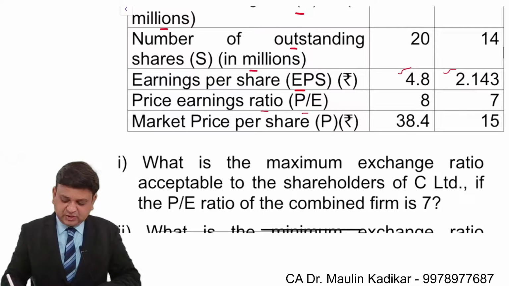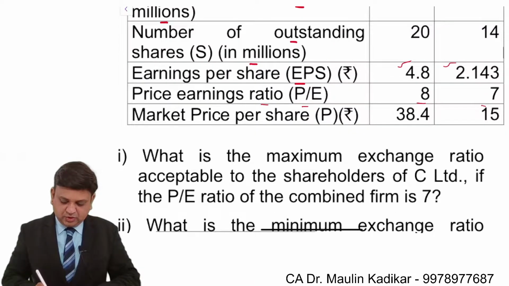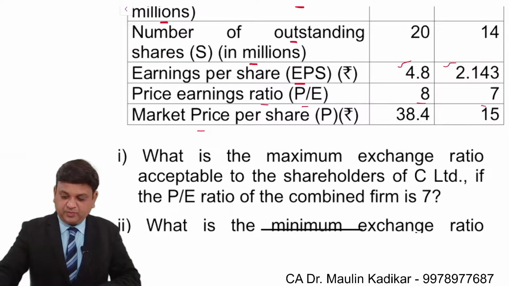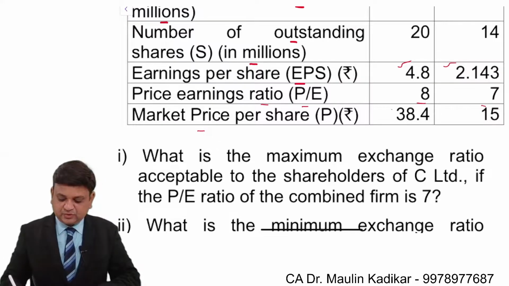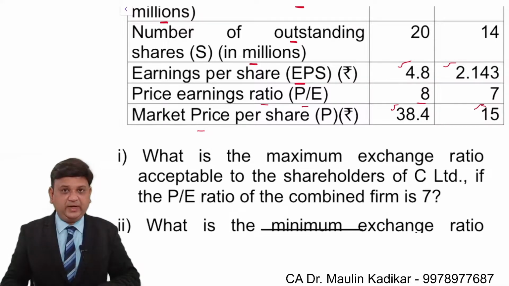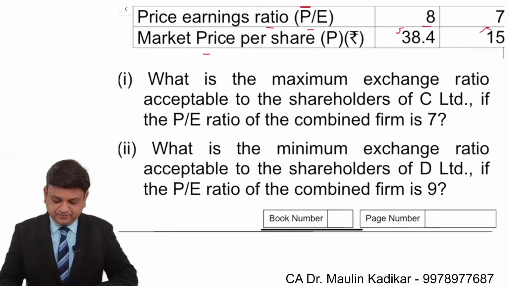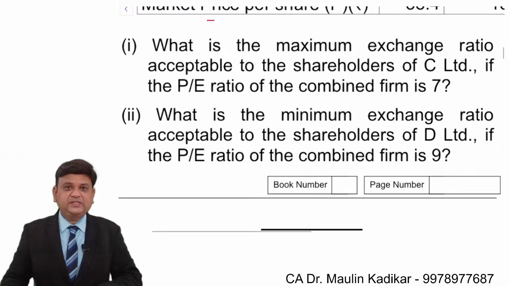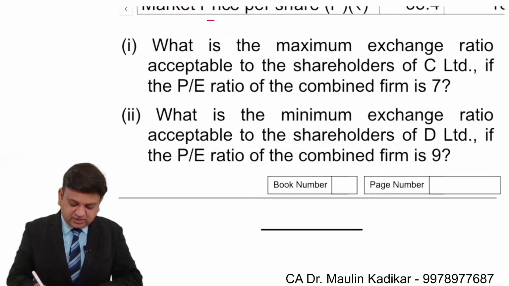The price earning ratio is 8 and 7. So market price per share is 4.8 into 8, that comes to 38.4. 2.143 into 7, that comes to 15.001. That is 15. I request you to give the answer for the first part of the question in the chat box.